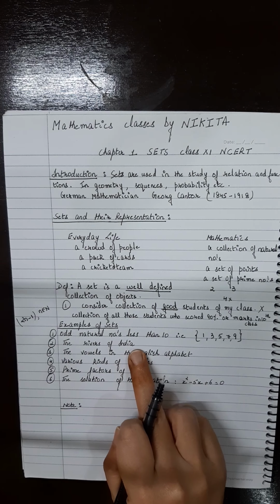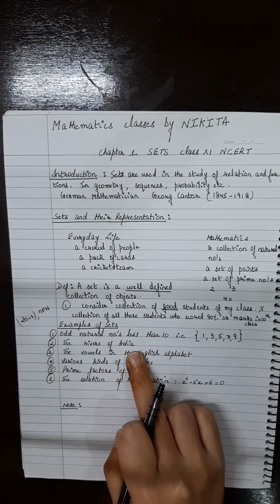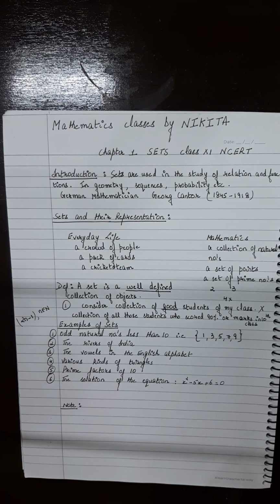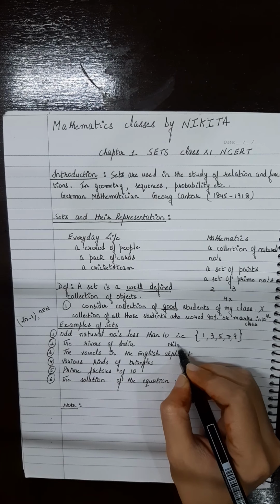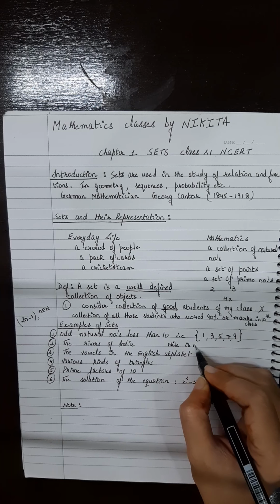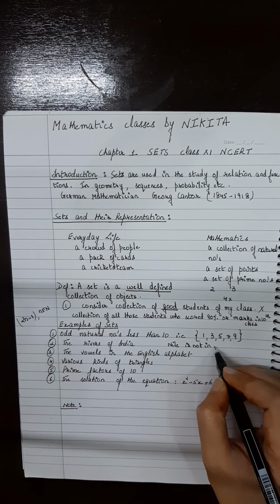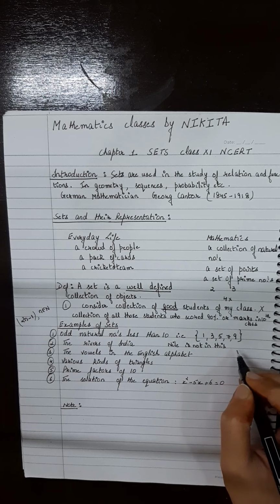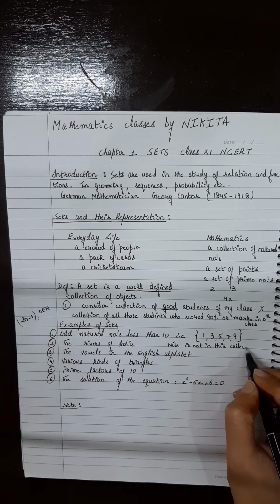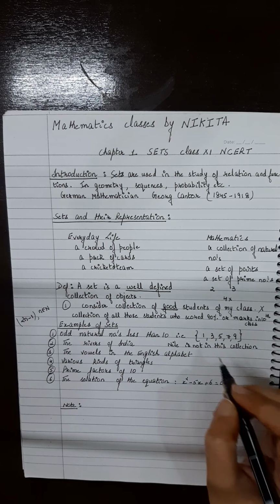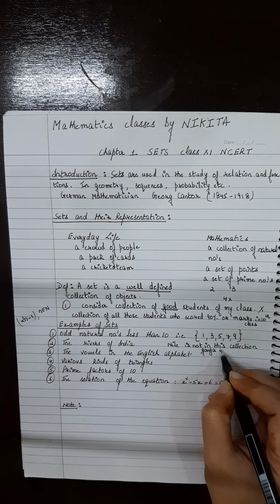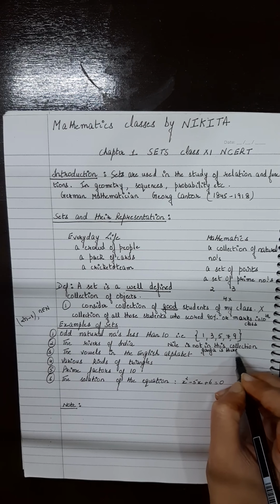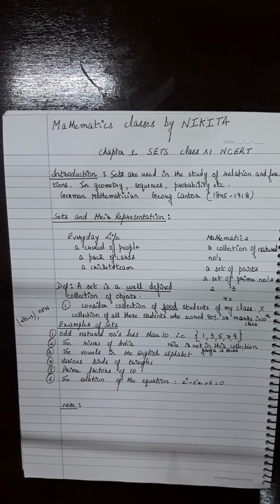Next we have the rivers of India. This is also well defined because I know which river belongs to India and which river does not belong to India. For example, the river Nile is not in this collection, whereas the river Ganga is there. So this is also a well-defined collection of objects.